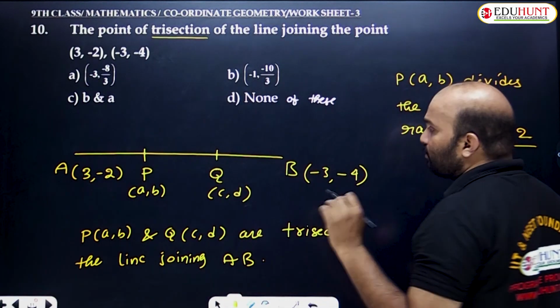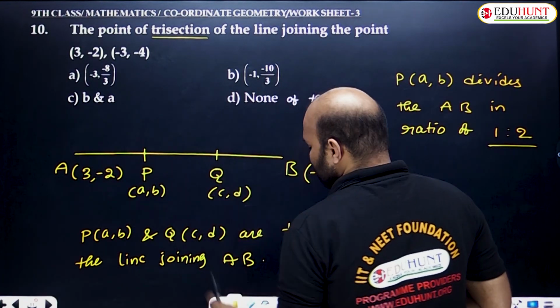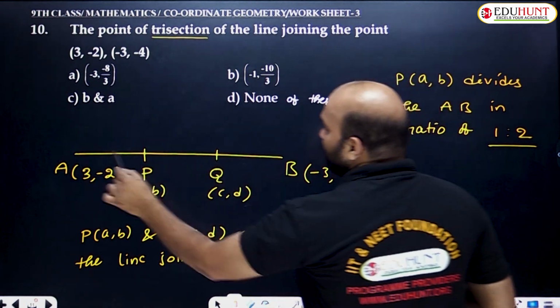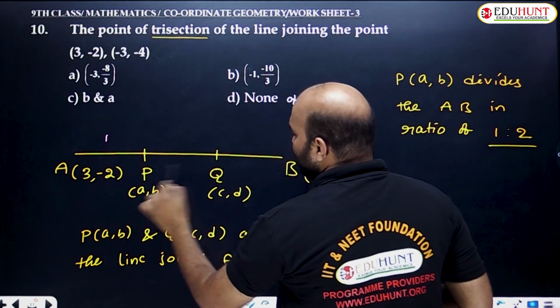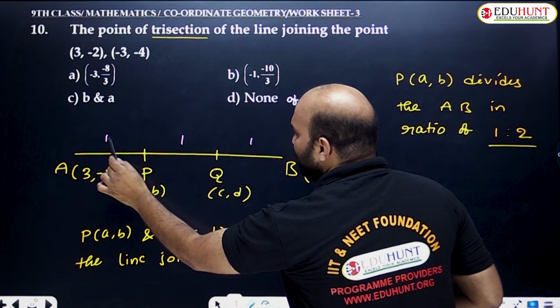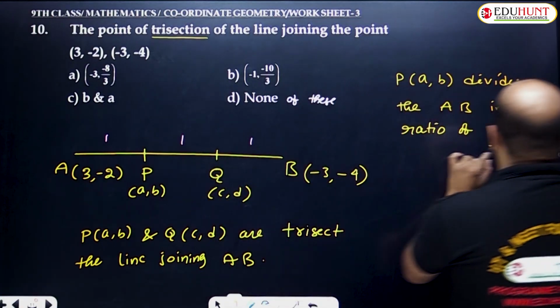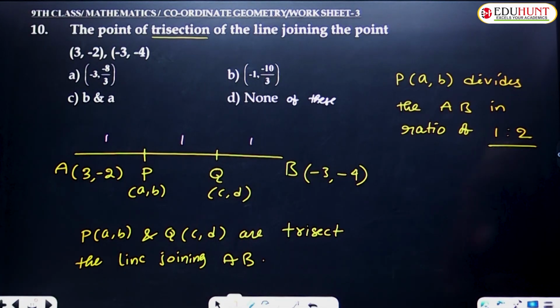How do we get 1:2? Clearly we need to understand AP equals PQ equals QB. Let me take the units: AP 1 unit, PQ 1 unit, QB 1 unit. So P divides AB in the ratio 1:1 plus 1, so P to B remains 2 parts. So 1:2 ratio. Am I clear? First you need to find the P coordinates by using the section formula.